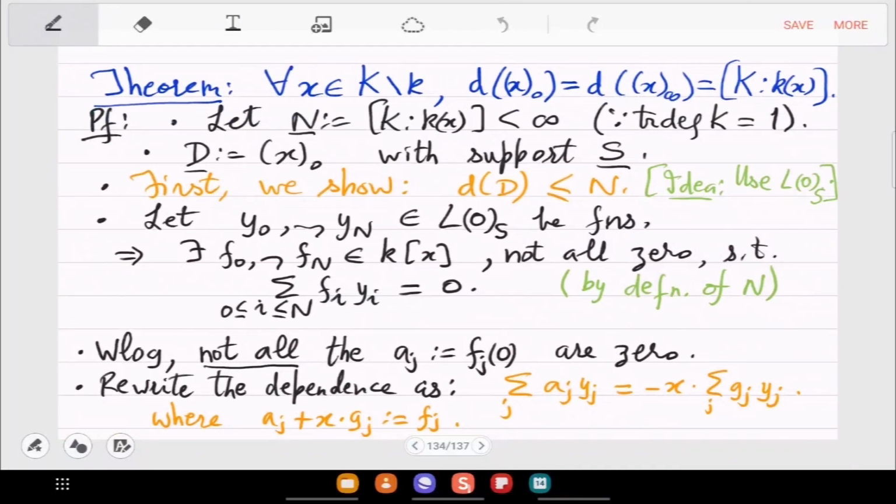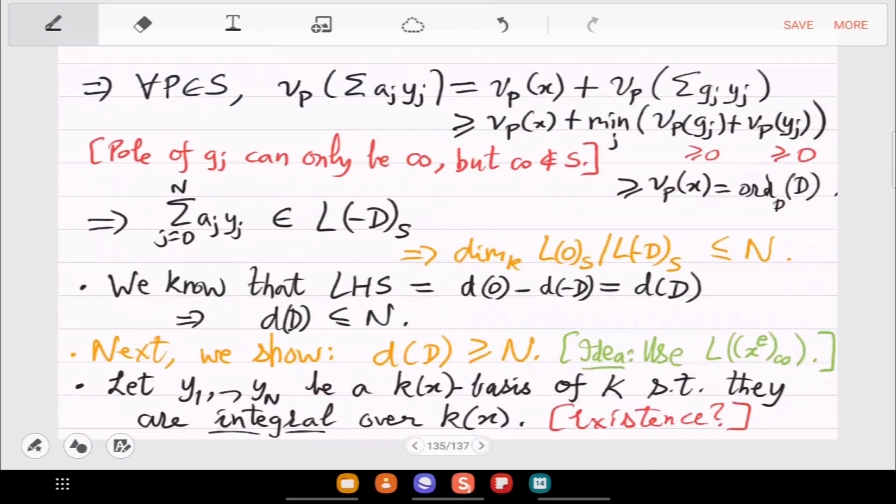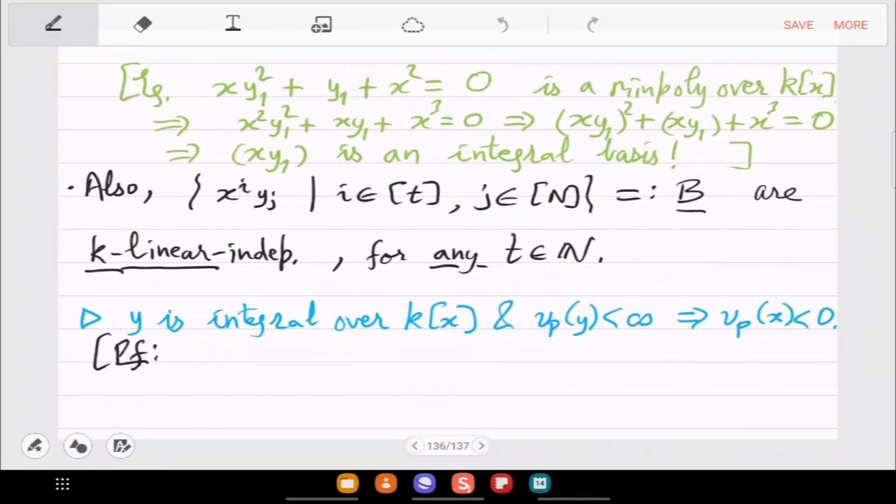Big K over small k. Why is this big K over kx a finite degree extension? Because of the transcendence degree 1. That's the only place where I said anything about algebraic dependence or independence. Everywhere else it is linear dependence. X raised to m is linearly independent because this is algebraically independent over small k.